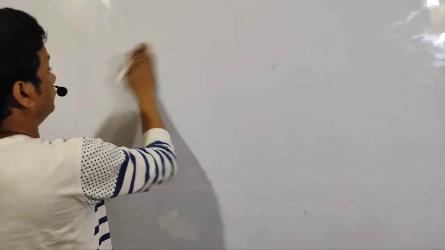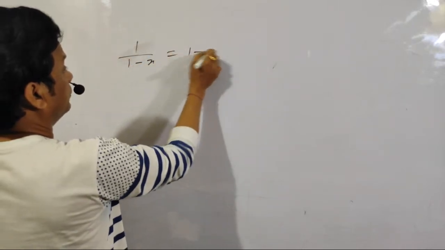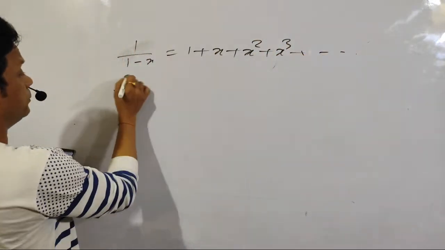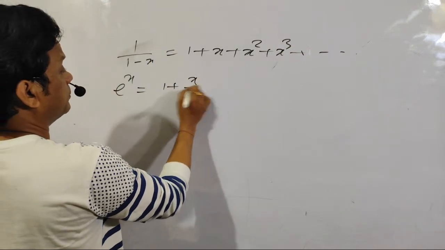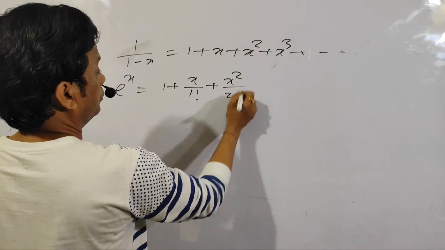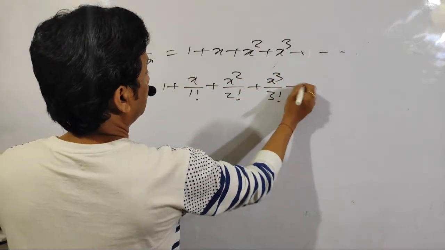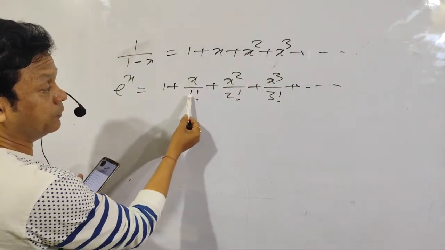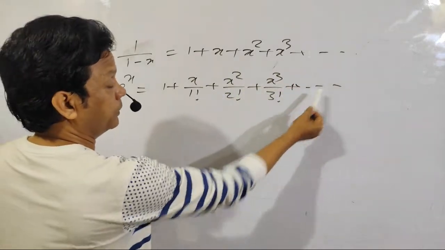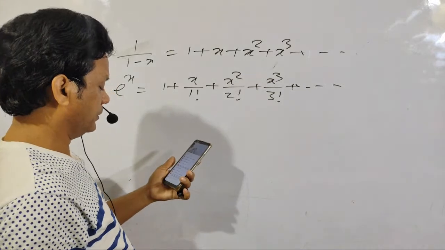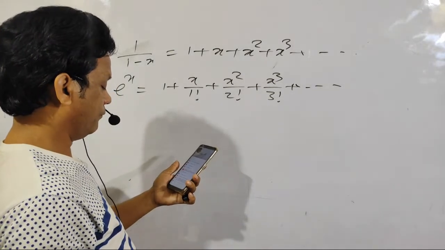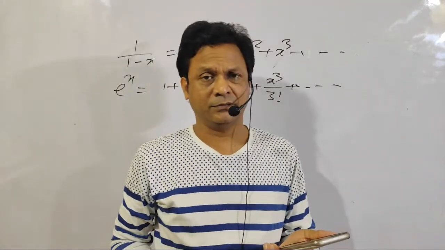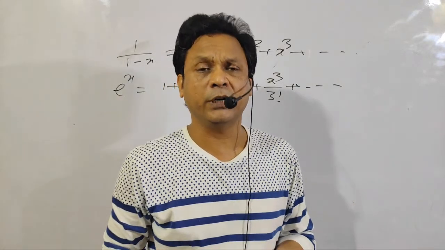The formula for 1 by 1 minus x is 1 plus x plus x square plus x cube plus so on. Clear? So the formula for e to the x is 1 plus x by factorial 1 plus x square by factorial 2 plus x cube by factorial 3 plus so on. That means the power and denominator are same: 1 by 1 factorial, 2 by 2 factorial, 3 by 3 factorial, 4 by 4 factorial and so on. Is that clear to you or not? Yes, it can solve any degree, any order. That's the most important application of power series.